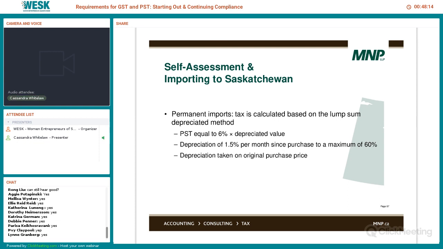If you bring products into Saskatchewan, you will need to do a self-assessment. If you're bringing them into the province on a permanent basis, you'll calculate tax on what is called the depreciated value method. So you basically take the tax rate times the depreciated value. You're allowed to take 1.5% per month, starting with the original purchase price, up to a maximum of 60% to get your depreciated value.